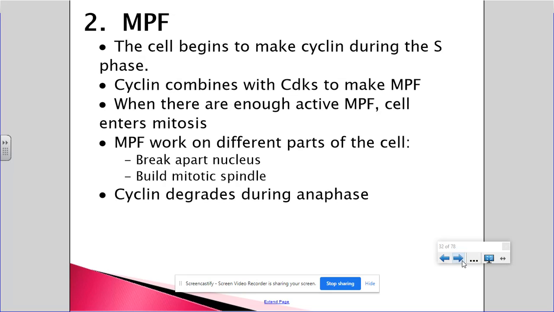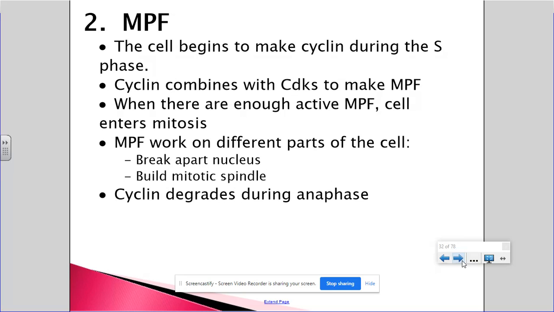Okay, so details for what the MPF actually does. The cell makes cyclin during the S phase. As that cyclin is made, it combines with the CDK to make the MPF. Once there is enough MPF, remember there's not just one of these floating around the cell, this is on the scale of trillions, once there's enough active MPF, the cell can begin mitosis. But it's not just some sort of green light saying go ahead. MPF actually does very specific functions in the cell, such as breaking apart the nucleus and building the mitotic spindle.